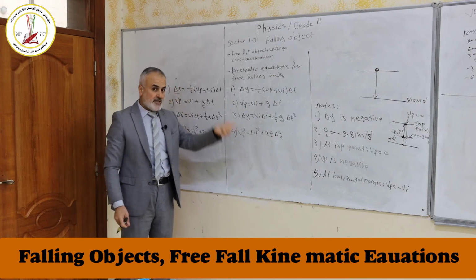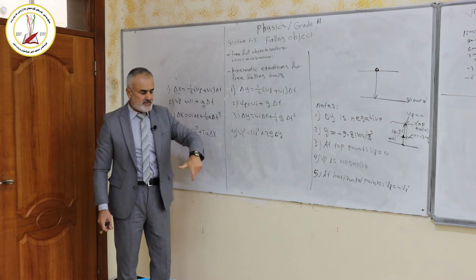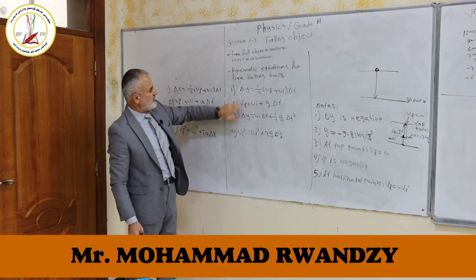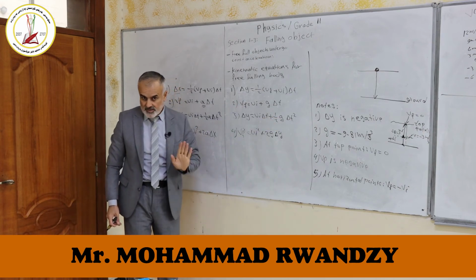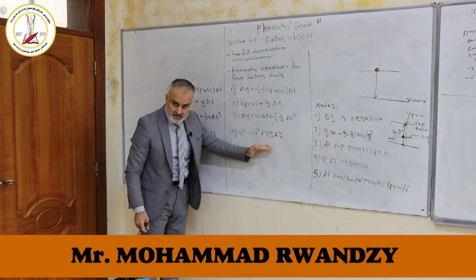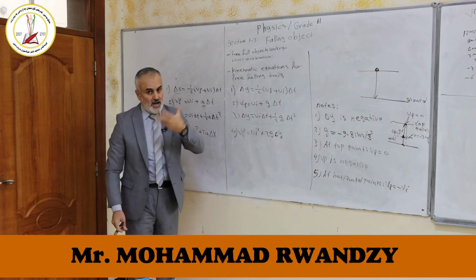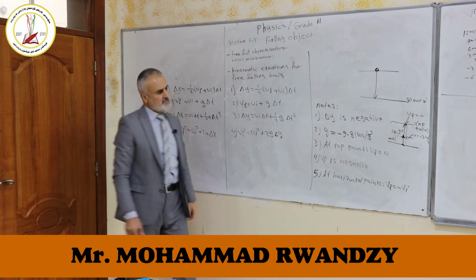So, student, first let me find the final velocity using this equation. After that, we use our v final, found here, in one of these equations in order to find delta t. Clear? Okay, we come to use our result, our v final, in order to find delta t.